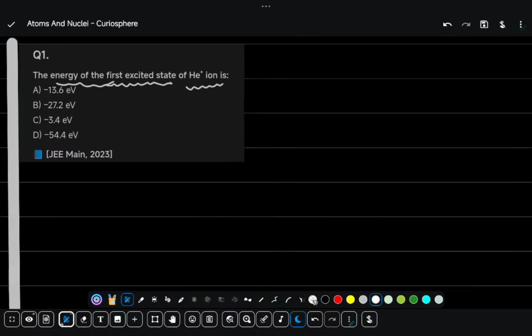The energy of the first excited state of helium plus ions. And one more thing. Do you think Bohr's model was all successful? No. Bohr's model was applicable only to hydrogen or hydrogen-like atoms. What do you mean by hydrogen-like atoms?